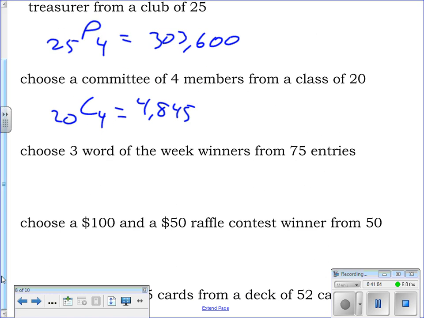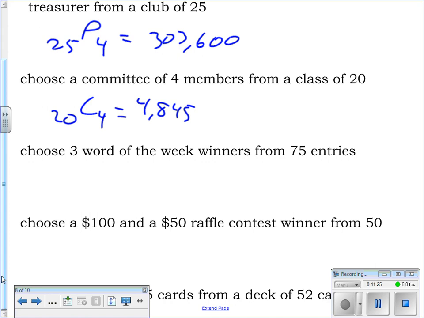Okay. Choose three Word of the Week winners from 75 entries. So I'm picking three people that won. 75 people entered the contest. I'm picking three winners. Does it matter the order or not? Yeah. No, the implication here is the prizes are all the same. It doesn't matter whose name gets picked first.